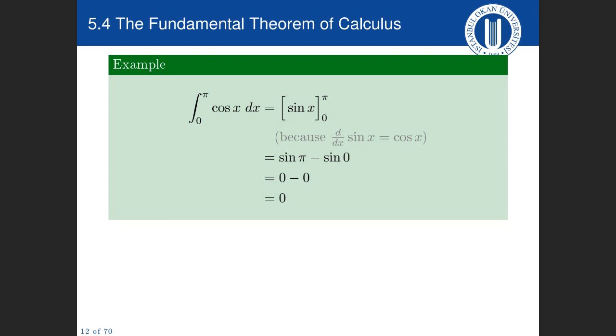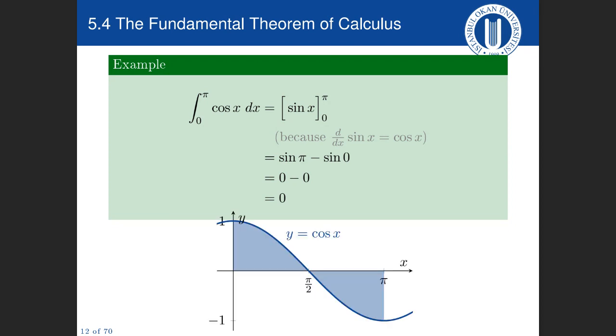Does that make sense? Does it make sense that the integral of cos between 0 and pi is equal to 0? Quick look at the graph. Yes, we have a positive piece and we have a negative piece of area. If we do positive plus negative, we get 0.